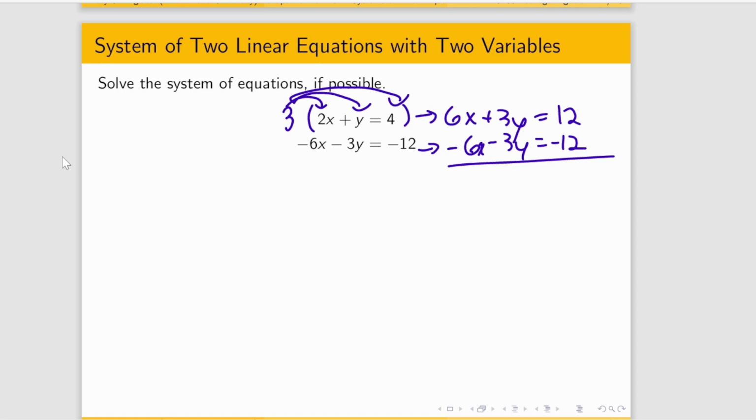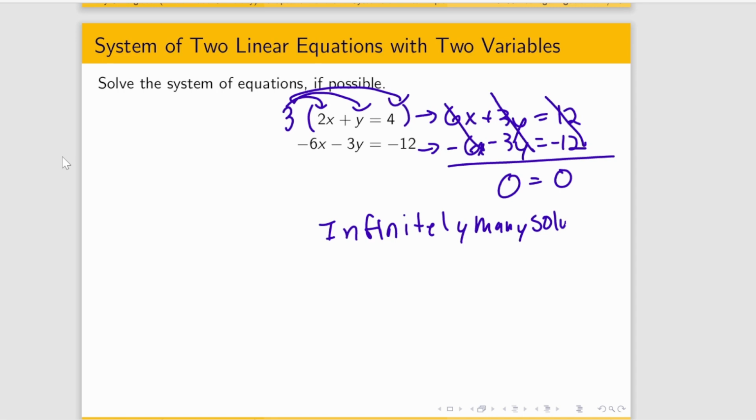Here, 6x minus 6x makes 0. 3y minus 3y makes 0. And 12 minus 12 makes 0. So this is an infinitely many solutions situation. Infinitely many solutions. But we want to be more precise. So we're going to say it's consistent.